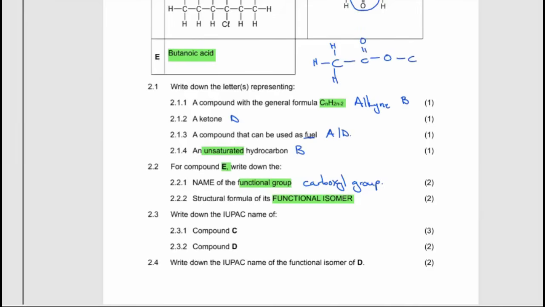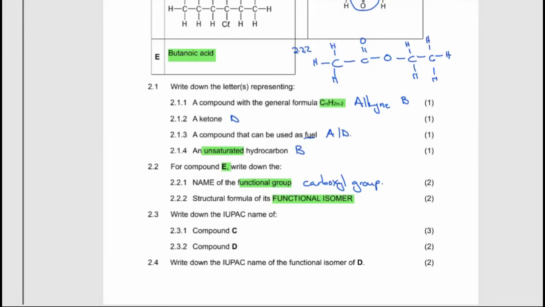Then I'm actually going to retain my number of carbons there, which is, I mean, four of them. Remember, the number of carbons does not change. They should always remain the same, right? So this is how I'm going to write down the structural formula of the functional isomer for this question. So the answer there for 2.2.2 is that one there. That's the structure they are actually looking for.